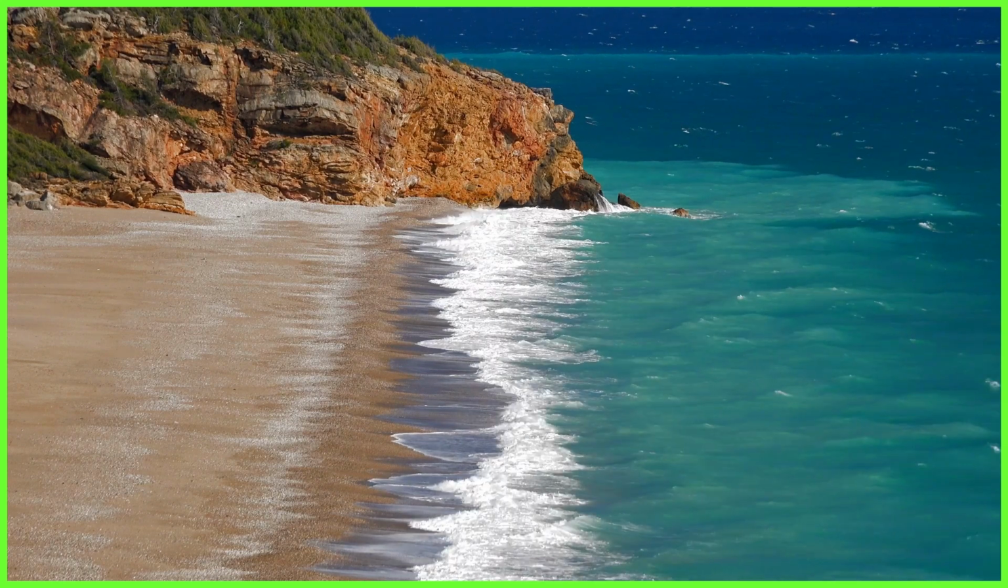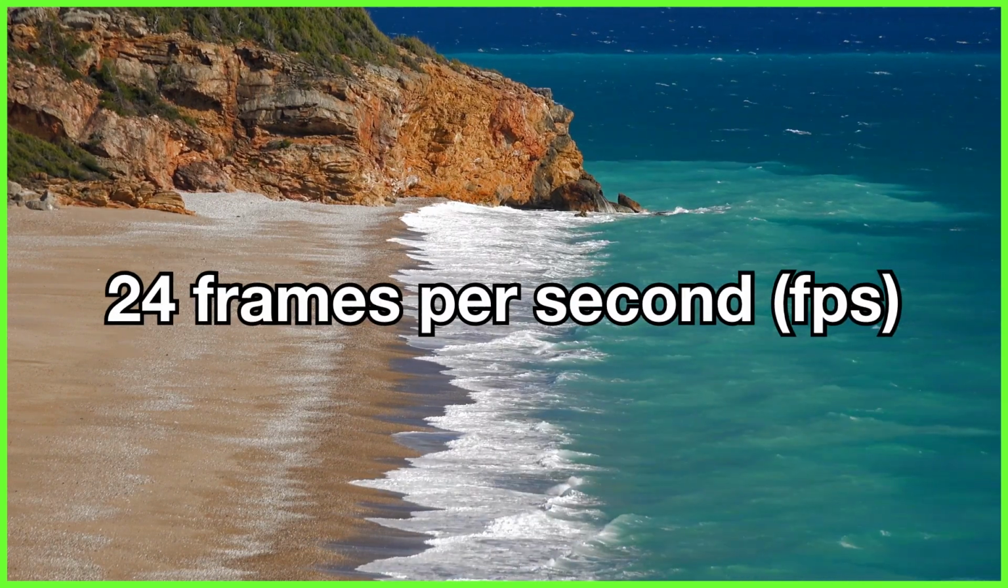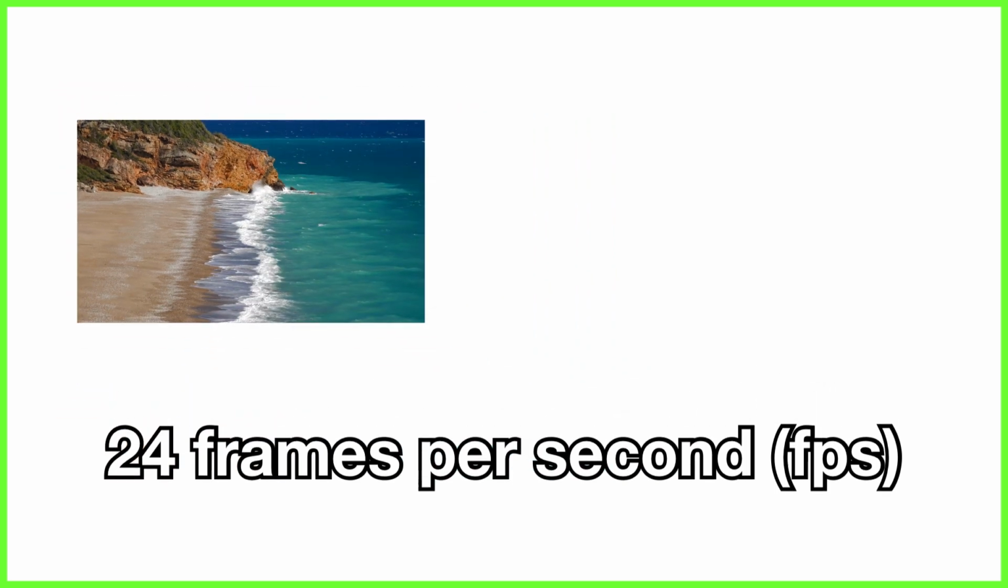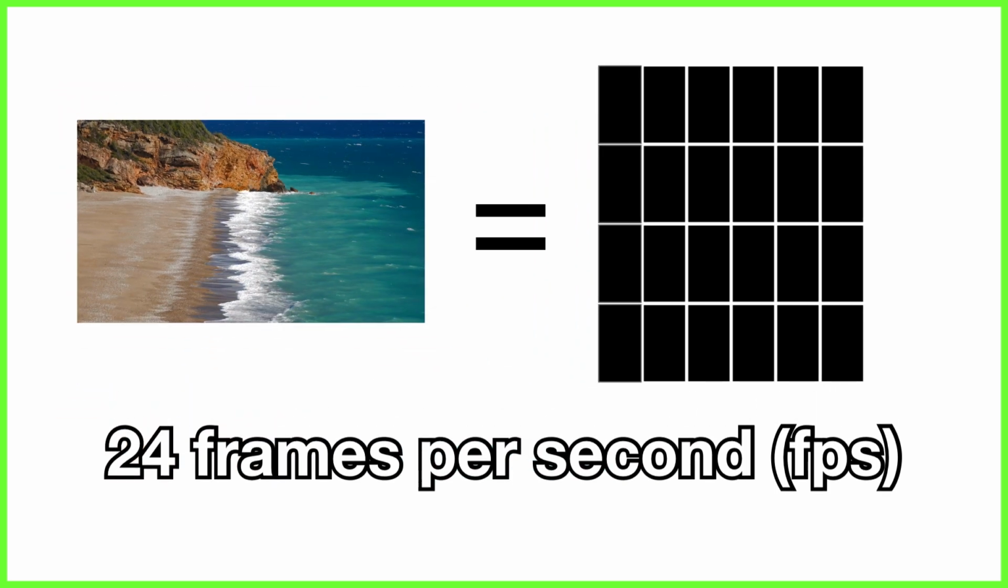Let's say you shoot a video in 24 frames per second. That means that for every second of video you're shooting, you're effectively capturing 24 individual images. When played back in video form, these frames play back really, really fast over the course of a second and give us the illusion of movement.